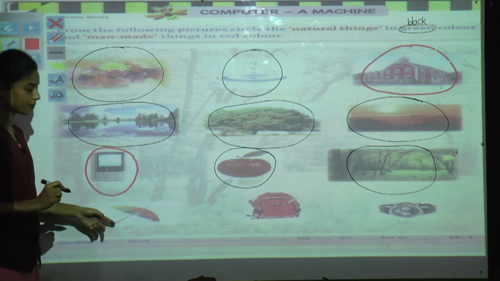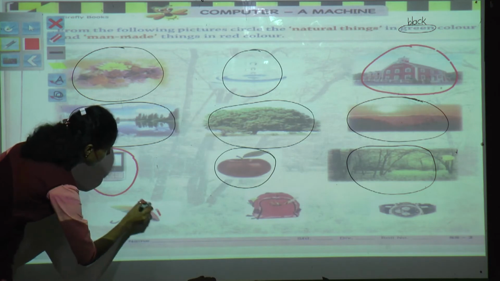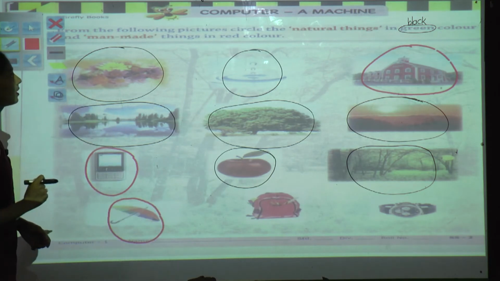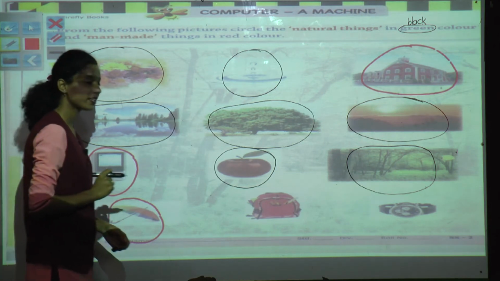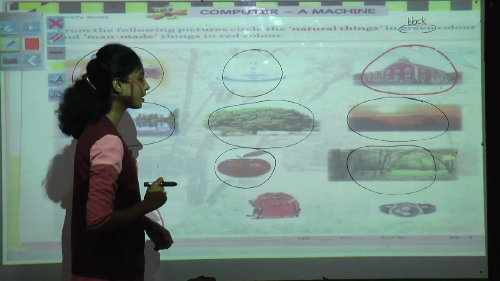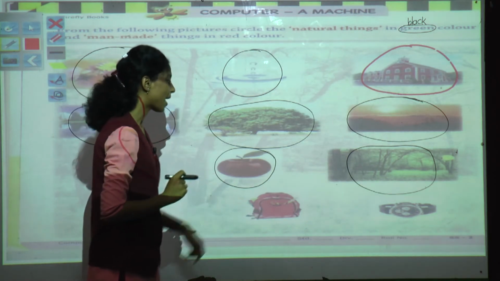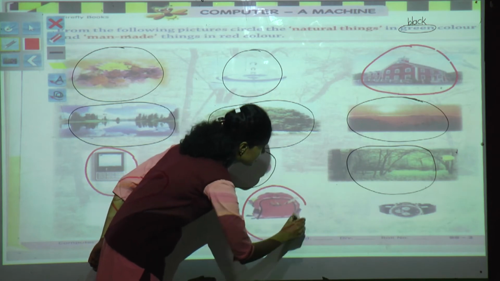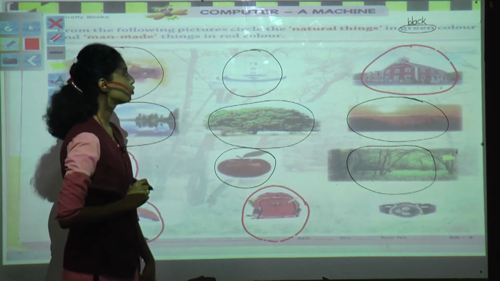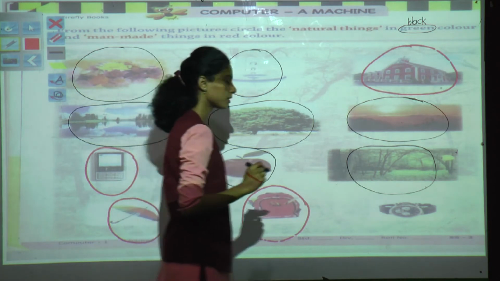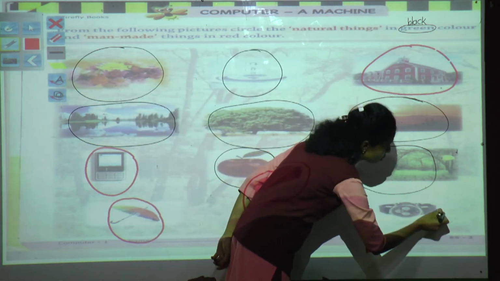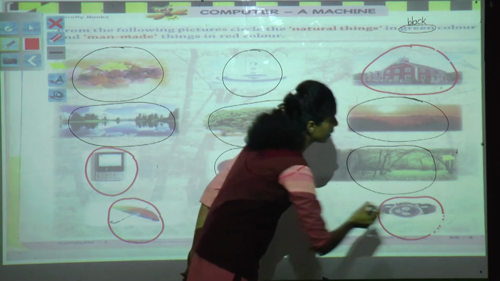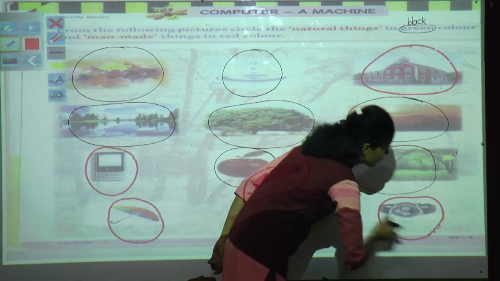What is this? Umbrella. When do we use the umbrella? In rainy season. We have to circle it by red color. If you have a red color crayon, then you must use the red color crayon. What is this? Bag. Is a bag natural or man-made? It is man-made. Then we must use red color to circle. What is this? Watch. Is a watch man-made or natural? Good, man-made. Then we have to use red color to circle.